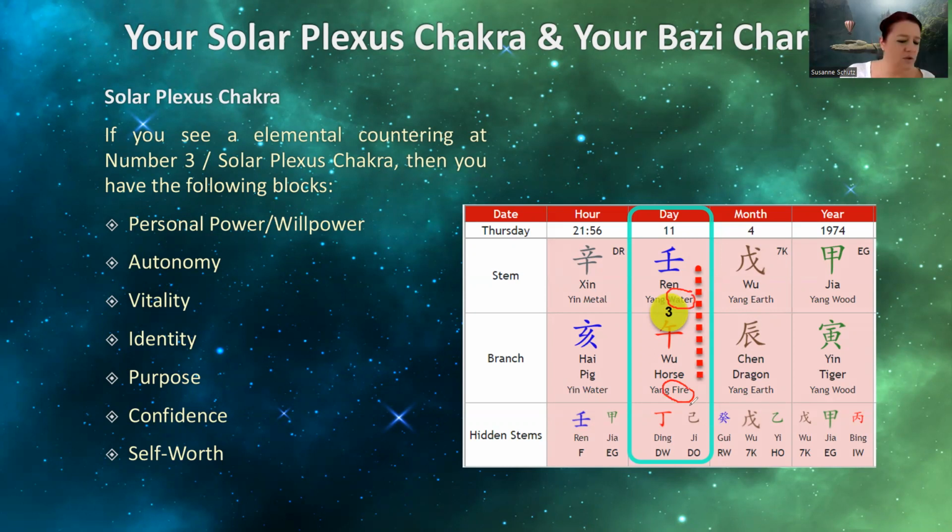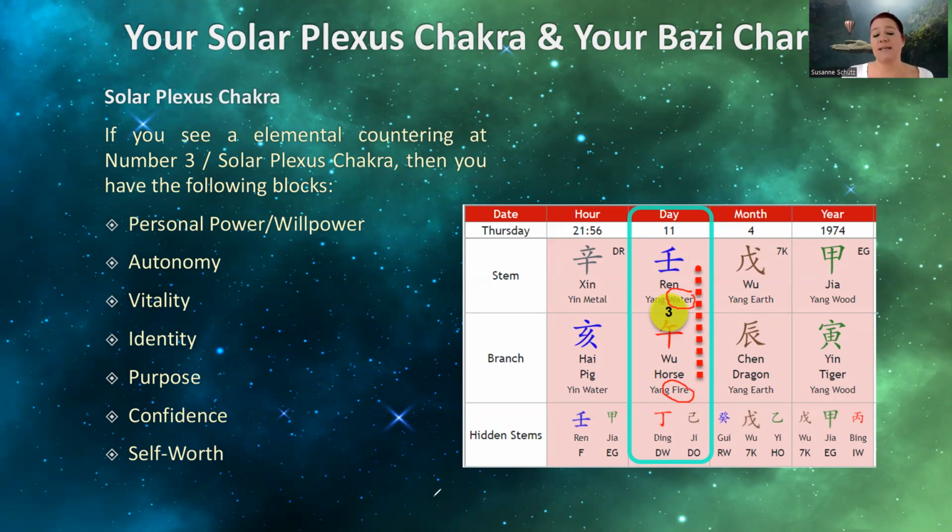Here we have water and here we have fire. So the actual animal sign you have there doesn't matter. The Chinese name of the branch and the stem, really don't worry about it. It's just that here on top we have water and at the bottom we have fire. This is what you need to understand.